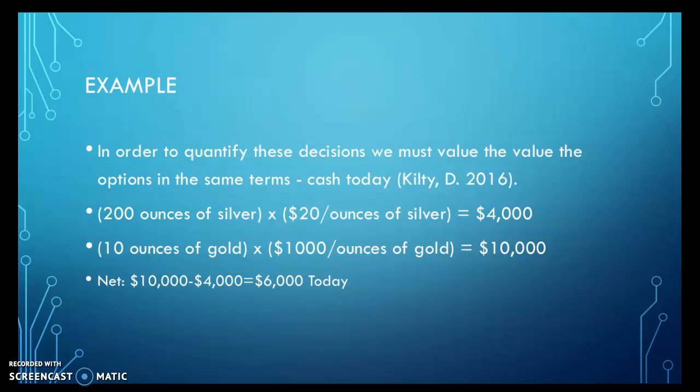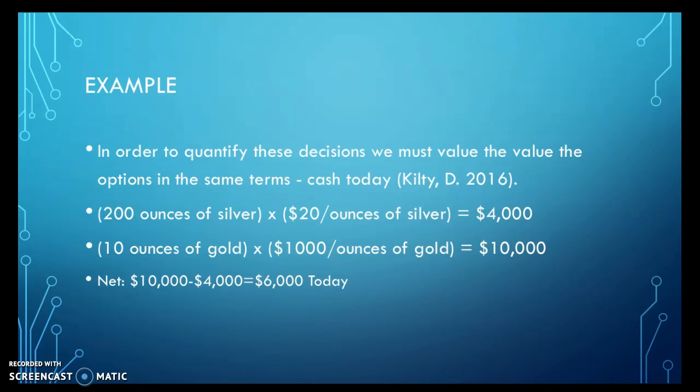So the example here I pulled from the text is referring to a jewelry manufacturer who has the opportunity to trade silver for gold. The value of silver and gold are different, so it wouldn't be beneficial to compare them at the same rate. So we want to, as mentioned, quantify their values in equivalent terms, which would be the cash today.